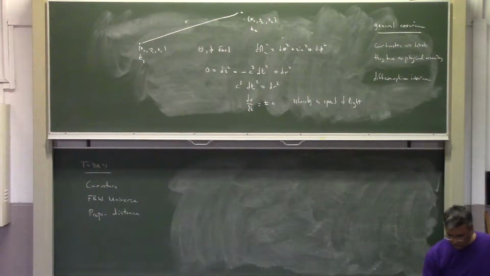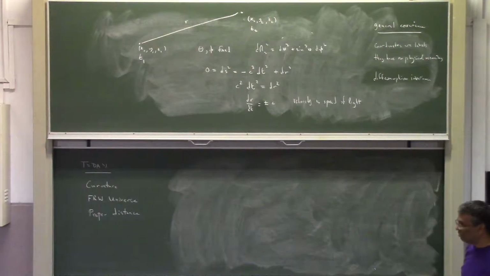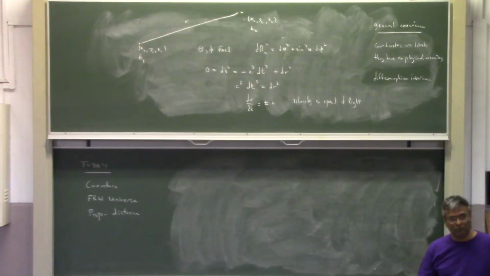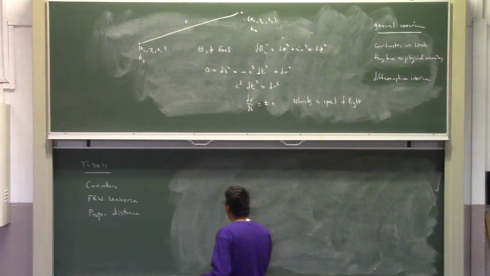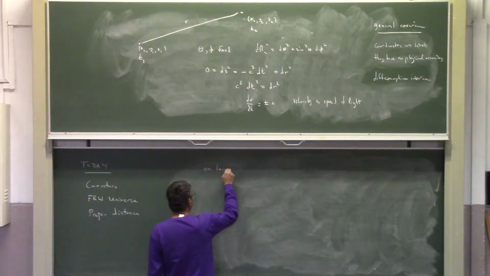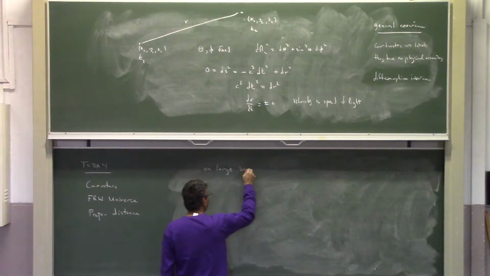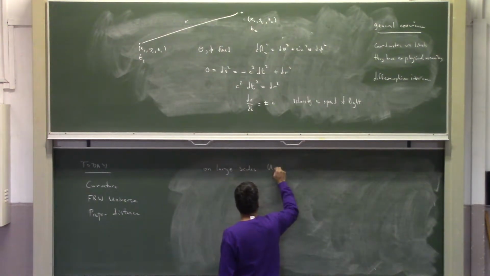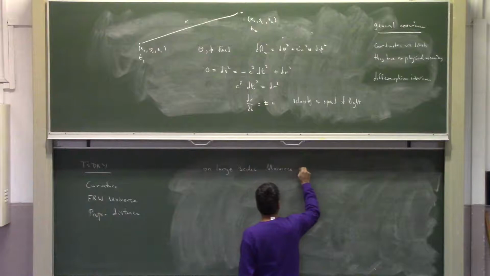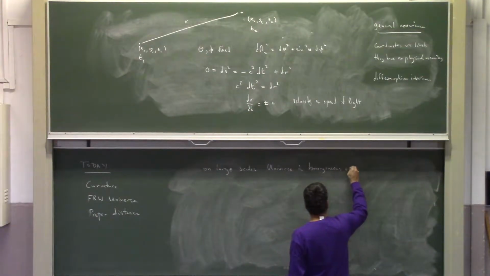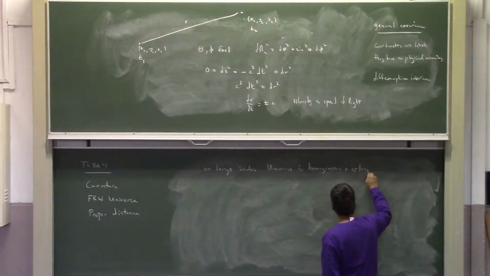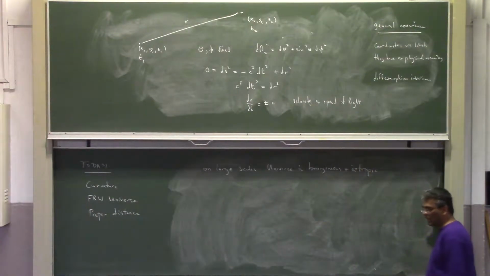Okay, so we've so far just looked at distances in space-time in flat space. Okay? So now we're going to try to generalize this to curved space. So the assumptions of cosmology again are that on large scales, the universe is homogeneous. So it looks the same.